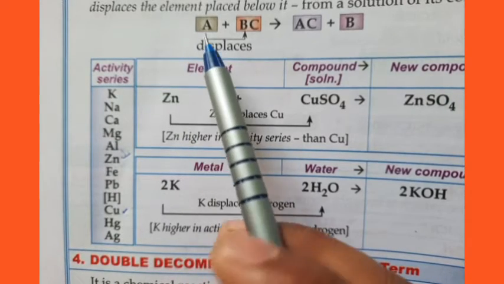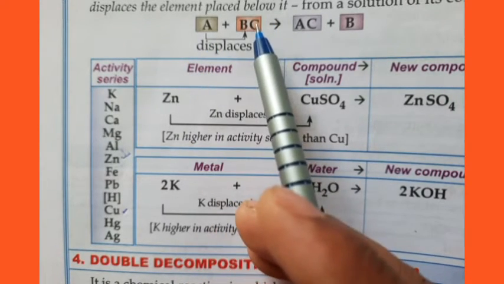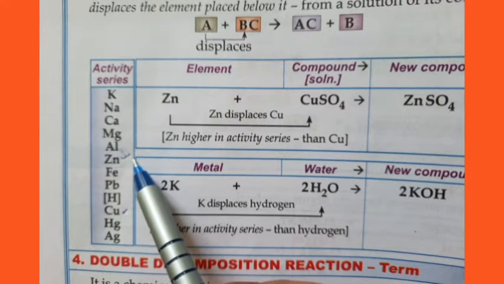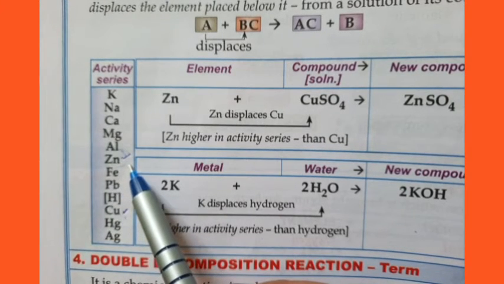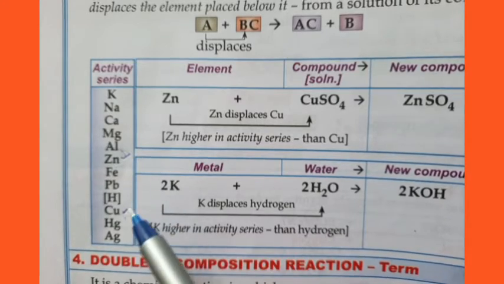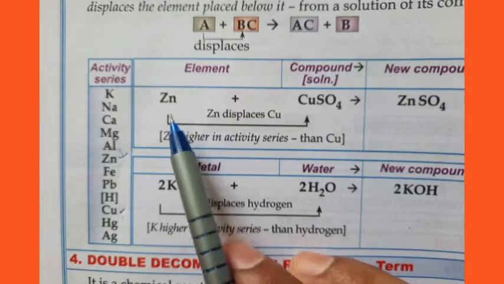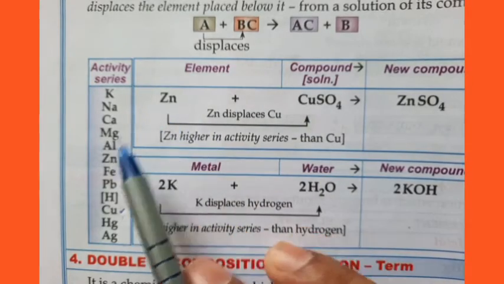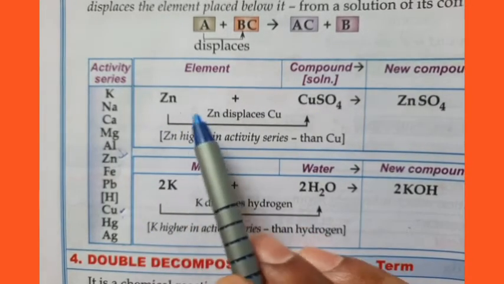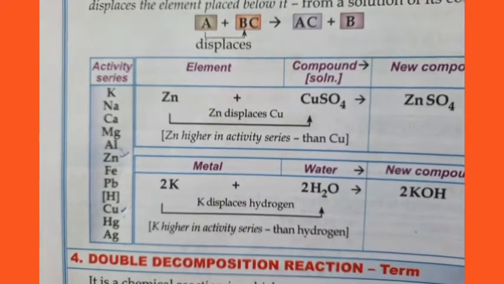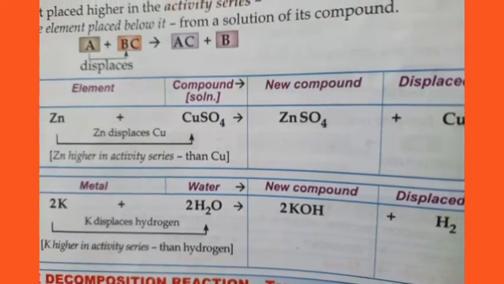So always remember, who is more reactive than whom, we come to know from the activity series. So here zinc is more reactive than copper. Why? Because zinc is above copper in the activity series. So whenever zinc reacts with copper sulfate, in these two, which is more reactive? Zinc is above, copper is below. So zinc is more reactive than copper. Therefore, zinc will displace copper. Zinc will displace copper, students.